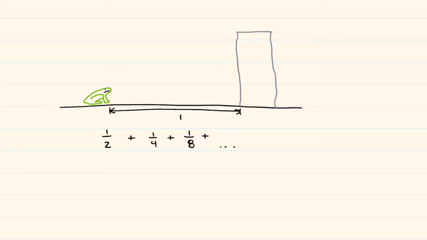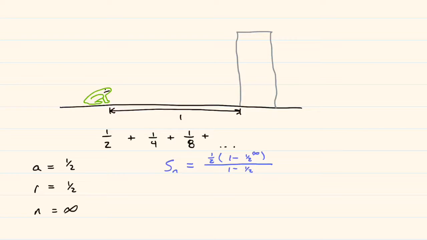He's never going to get to the wall. So A is a half, r is also a half, and n is infinity. So if we plug this all into the formula for a geometric series where we know the number of terms, we get Sn equals a half times 1 minus a half to the power of infinity all over 1 minus a half. So the problem here is we've got to figure out what is a half to the power of infinity. So we're just going to play with it.